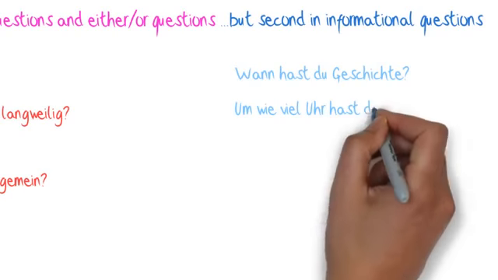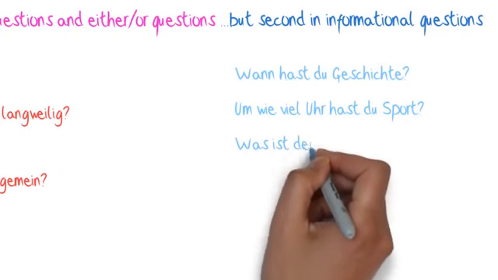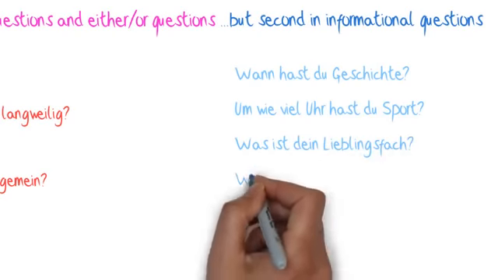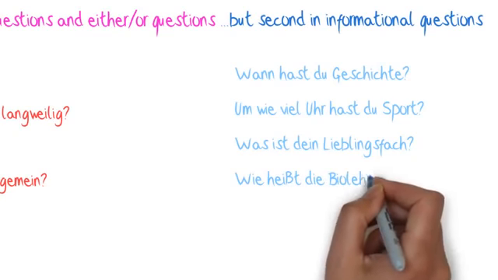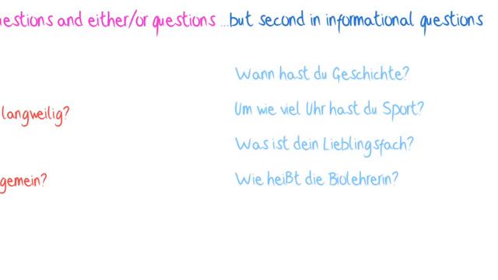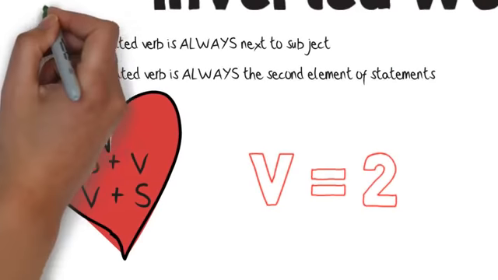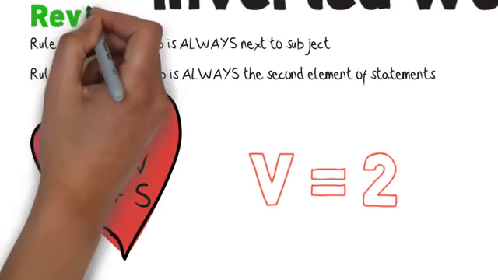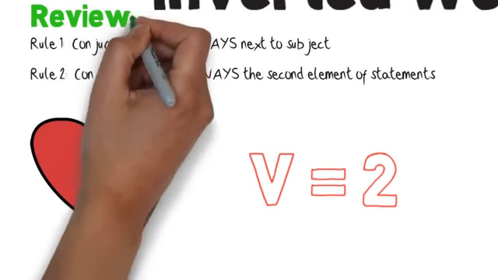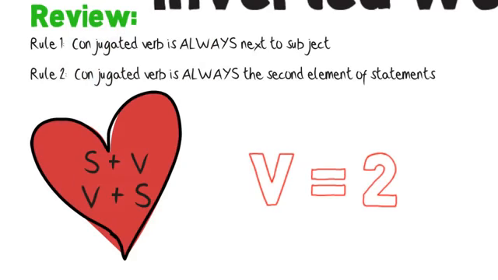However, verbs come second, right after the question word, in informational questions. For instance, wann hast du Geschichte? Wie viel Uhr hast du Sport? Was ist dein Lieblingsfach? Wie heißt die Biolehrerin?